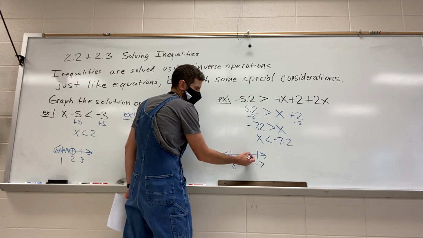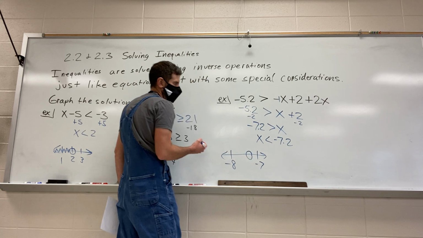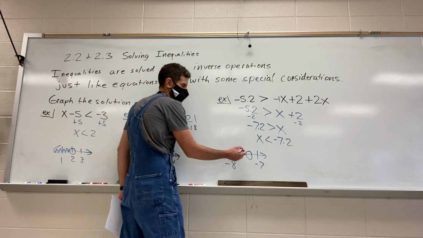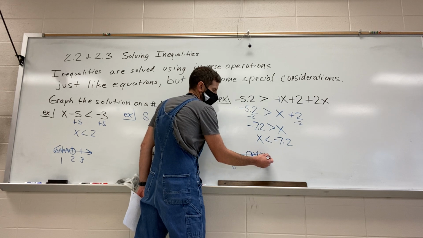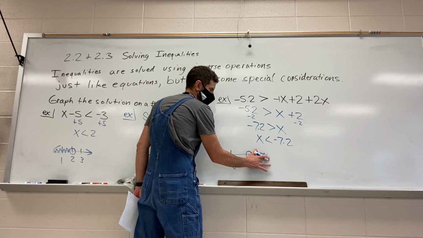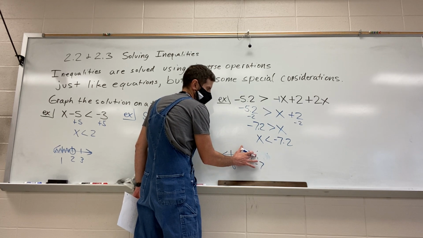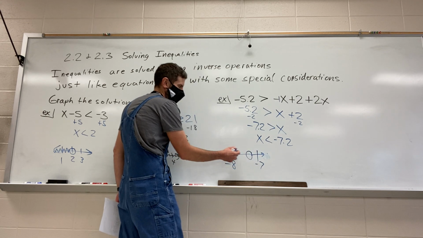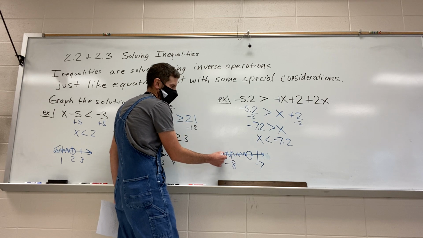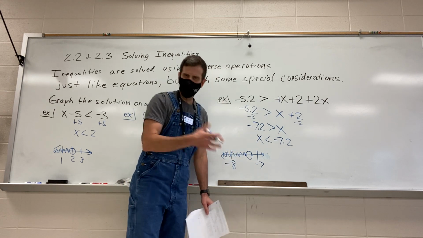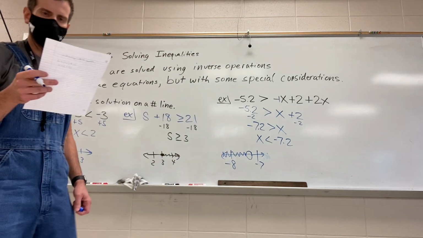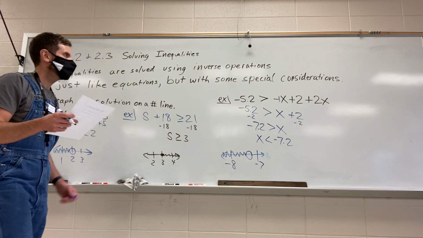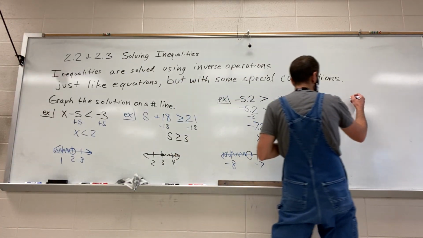And circle or dot? Circle. Circle, and which way are we shading? The left. Wait, that's the other way. I was confused. I got a little bit confused there. I got it wrong. It's like I was upside down. All right, let's try another one.